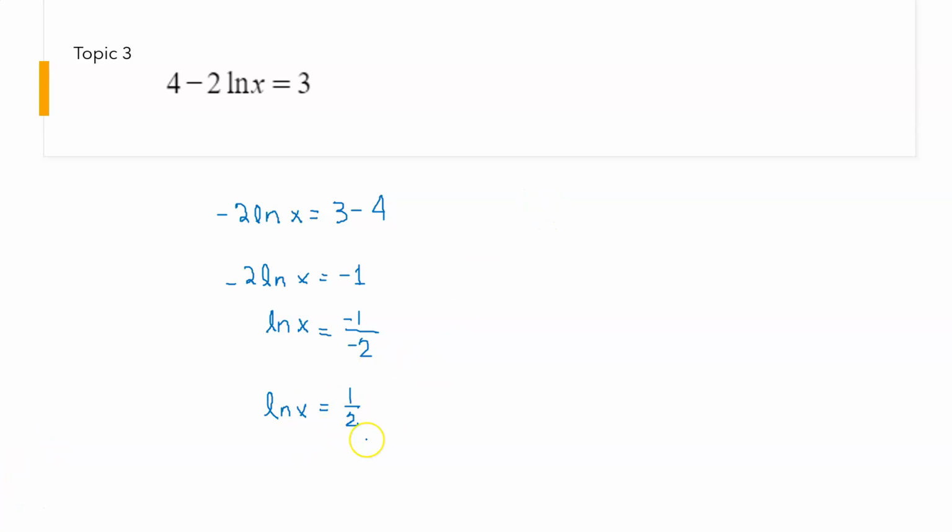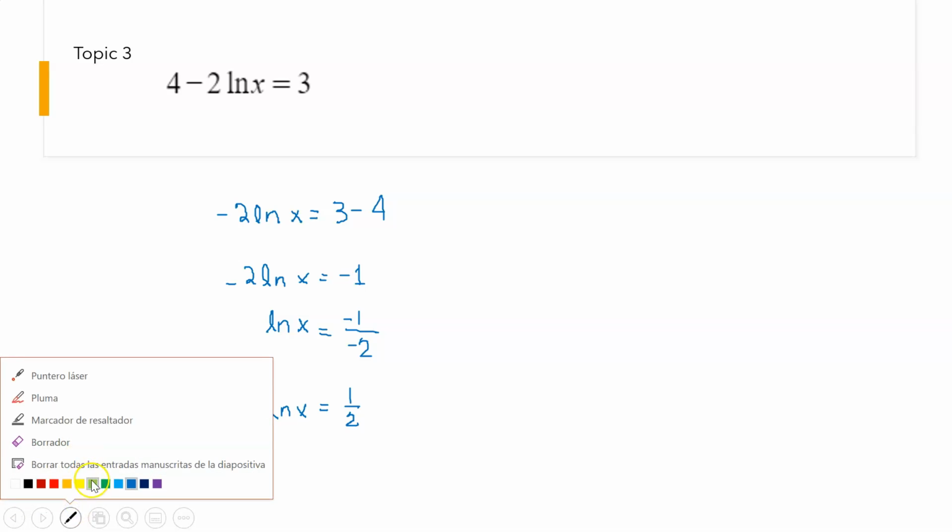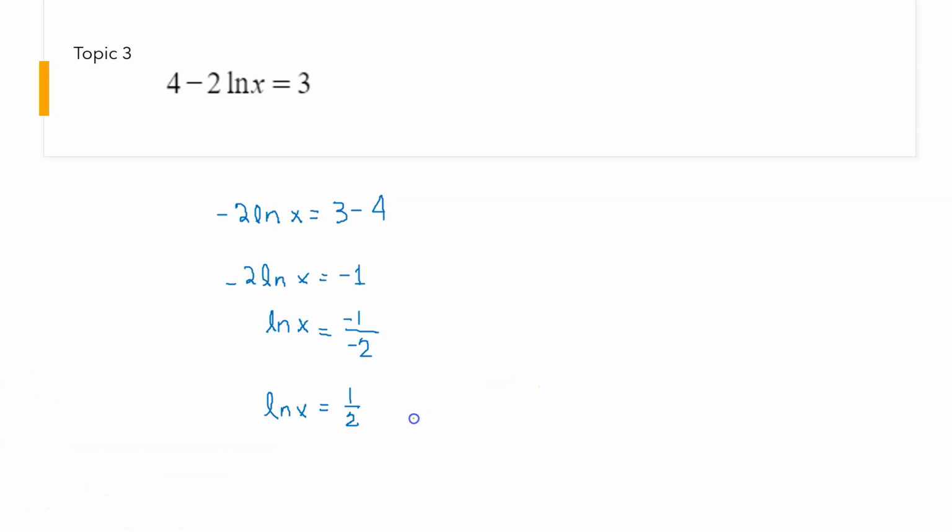And once you know that the natural logarithm of x equals 1/2, you can re-express this as an exponential. So you have that the base of the natural logarithm, that is e, elevated to the exponent, that is 1/2, equals the result, which is x.